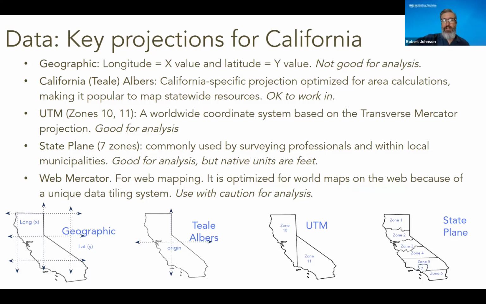Finally, there's Web Mercator, which is kind of Esri's standard for web mapping. It's really great for making a web map because it allows you to get a full view of the Earth on a computer monitor. But it's really not great for analysis because it suffers from a lot of the problems of the regular Mercator projection or geographic, where there's a lot of distortion out towards the poles.